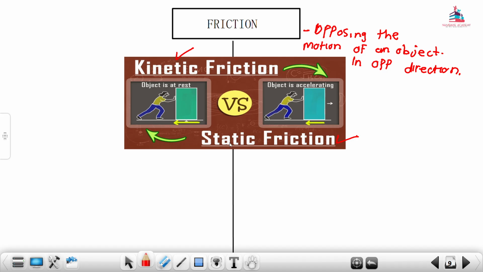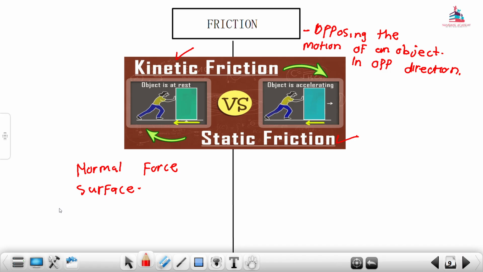So we are talking about static friction and then we are also talking about kinetic friction. Let's start with static friction. It means that the object is not moving, it is stationary. So what are the factors that affect this object from moving? Firstly, it's going to be our normal force and our surface. So what do we mean?